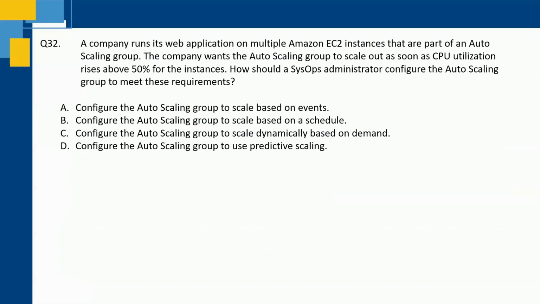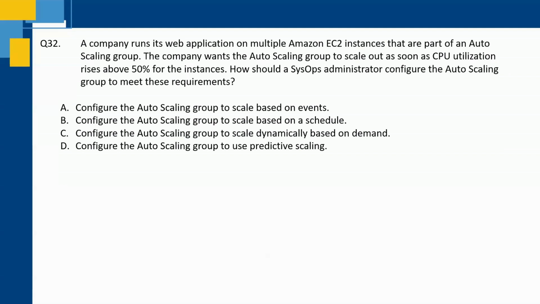Next question. A company runs its web application on multiple Amazon EC2 instances that are part of an auto-scaling group. The company wants the auto-scaling group to scale out as soon as CPU utilization rises above 50% for the instances. How should a SysOps administrator configure the auto-scaling group to meet these requirements?